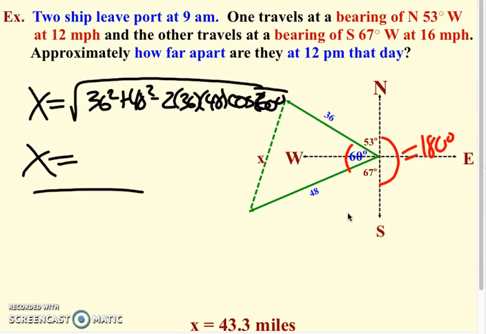Okay, I'm going to show you one more bearing question, and then we're going to be done with the notes, and that'll be it for notes for today.